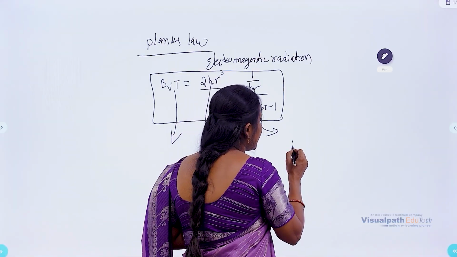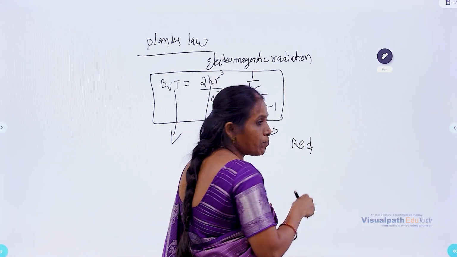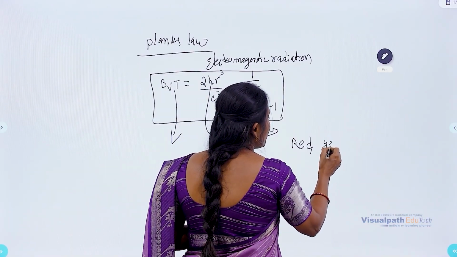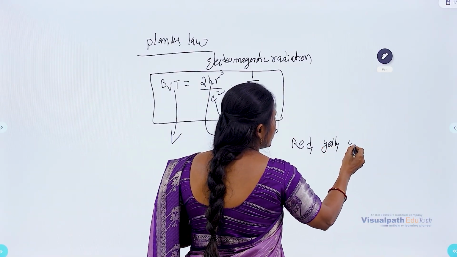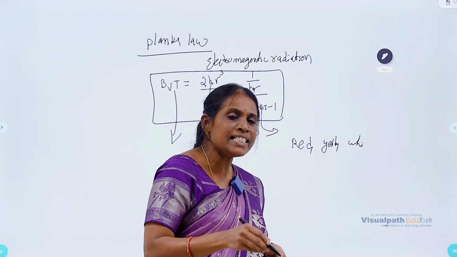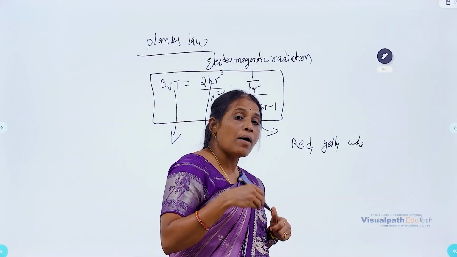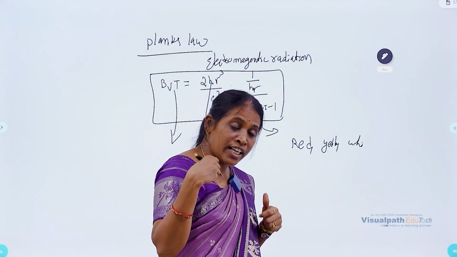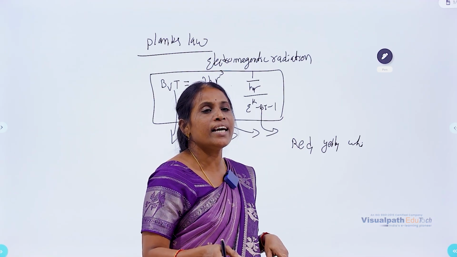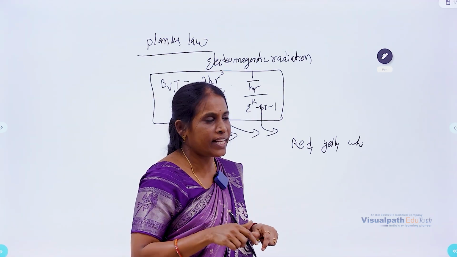For example, first it appears in red color. After red, it turns to yellow. After yellow, again it turns into white color. So this Planck's law explains why a hot body shows different colors on heating. Simply, it is due to the wavelength.